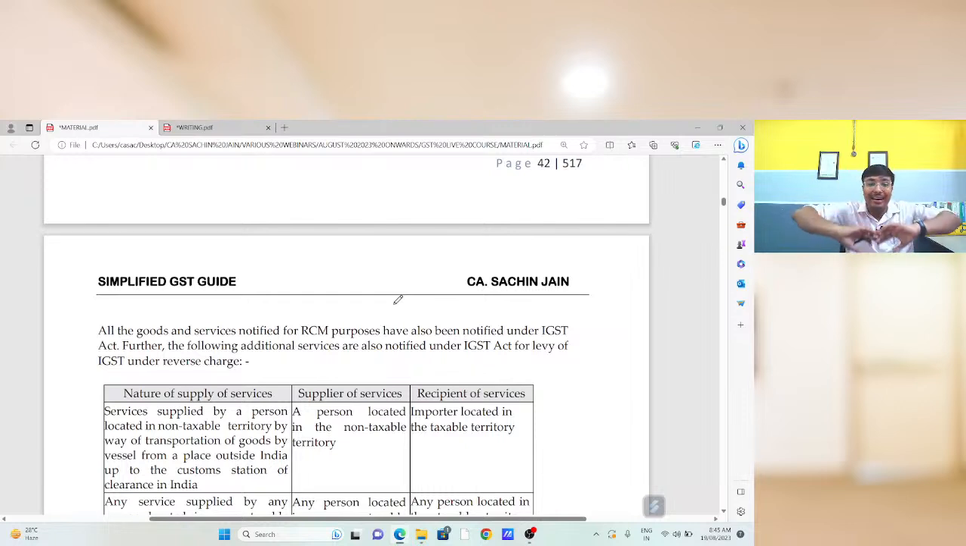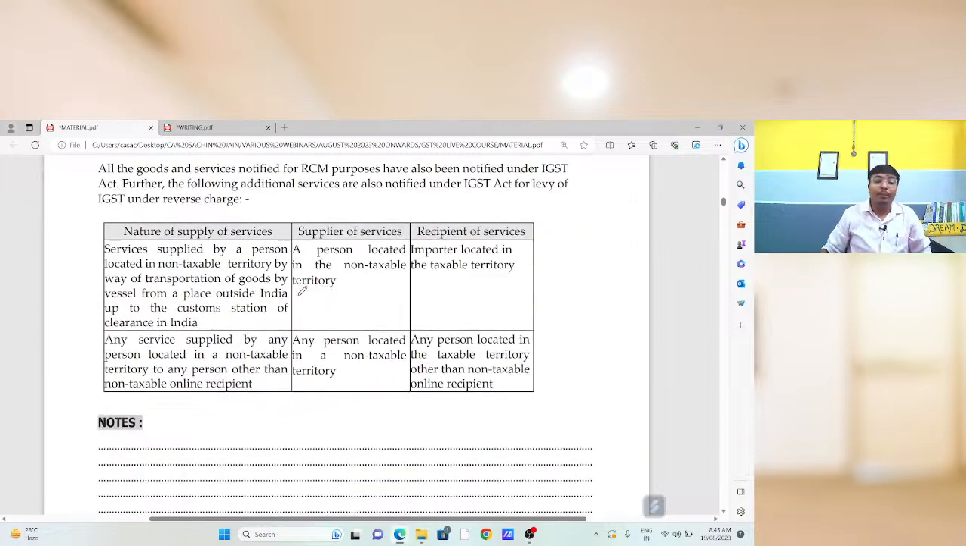If you are making an interstate supply, in that case reverse charge mechanism is applicable, but two more services are there regarding interstate supply. First service: services supplied by a person located in non-taxable territory by way of transportation of goods by vessel from a place outside India to the customs station of clearance in India. That means if someone is making a supply from outside India to India, that supply is to be treated as import of service, and on account of import, reverse charge mechanism is applicable.